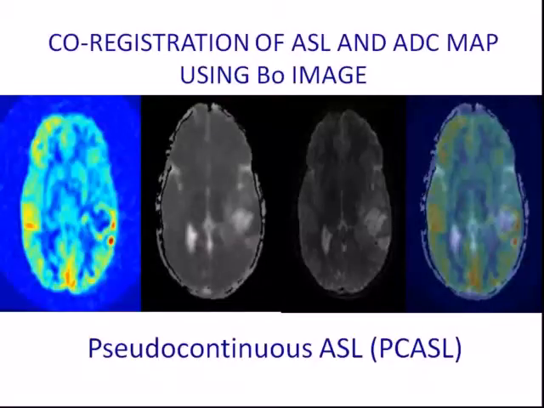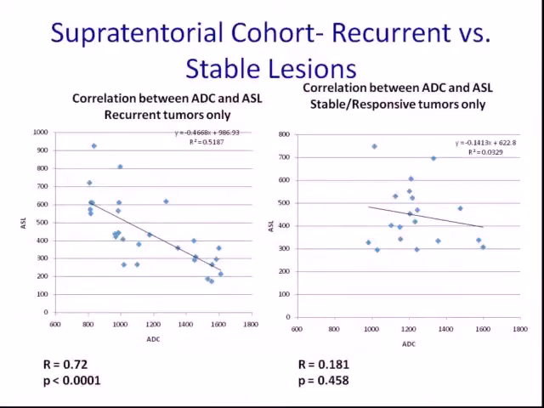We've been looking a little bit at ASL. It's actually fairly easy to run and quantitate depending on which vendor you have. The GE one is actually the easiest to run, and it's easy to read. The map is generated at the scanner, but you can also quantitate and look at changes related to ADC.